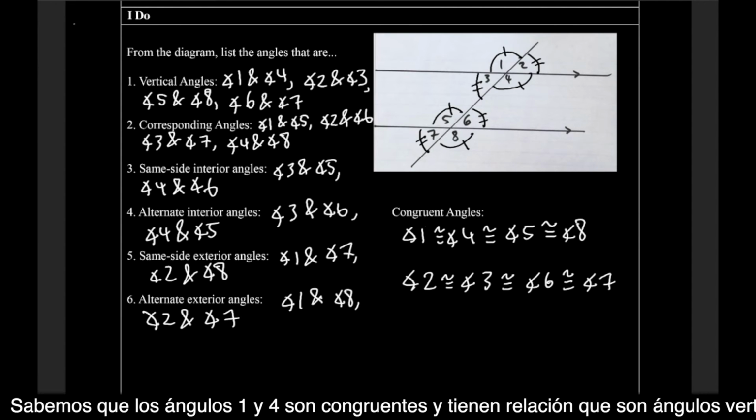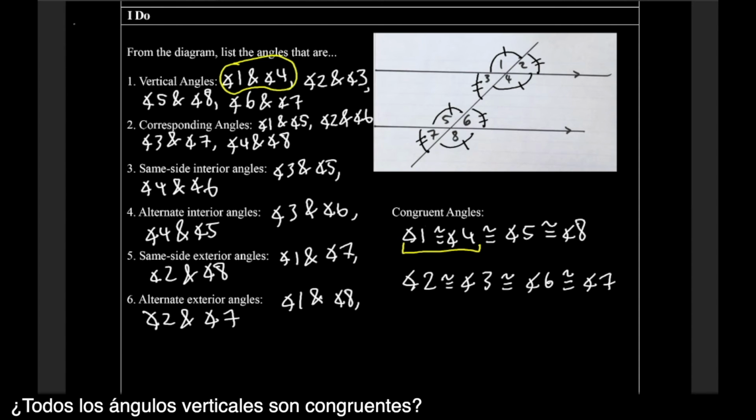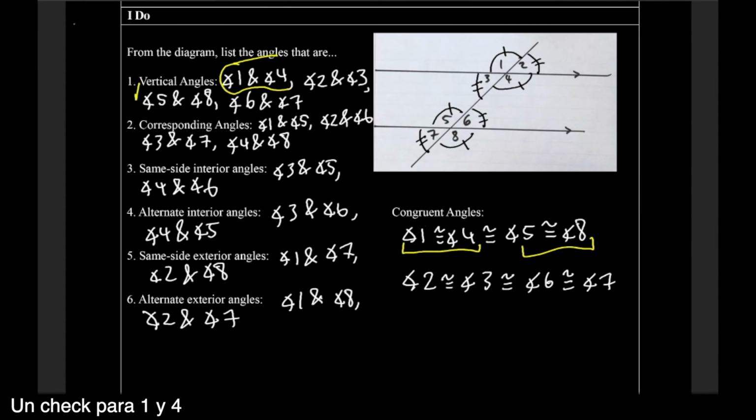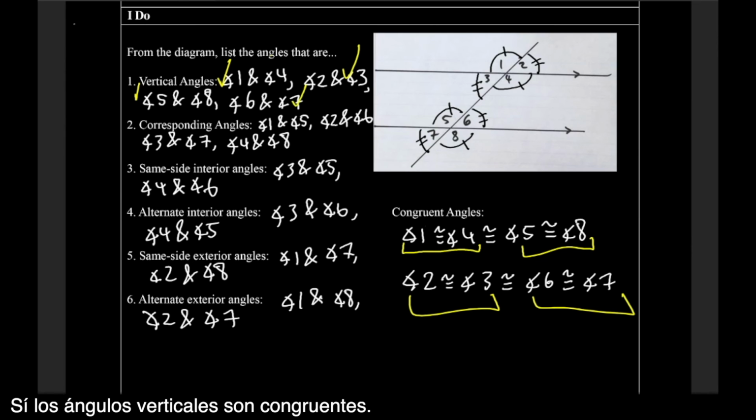So we see that 1 and 4 are congruent. They have a certain type of relationship. We see 1 and 4, they're vertical angles. Are all vertical angles congruent? We have 5 and 8. That checks off. I'm just going to do a check mark. So 1 and 4, they check off also. And then 2 and 3, yeah, those are congruent. 6 and 7, yep. That checks off too. So vertical angles, yes, they are congruent.